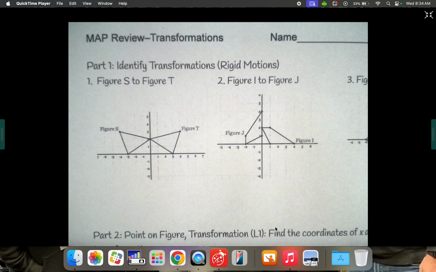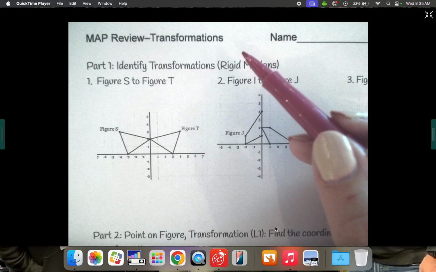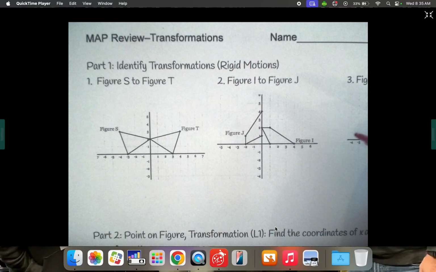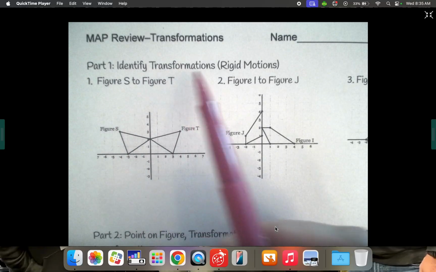All right, for our transformations today, for our map review today, we're doing transformations. Remember, the types of transformations would be translations, reflections, rotations, and dilations. So for the first part, you're going to be identifying transformations that are rigid.